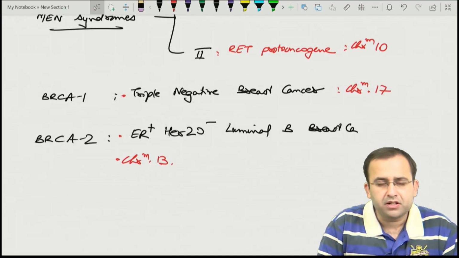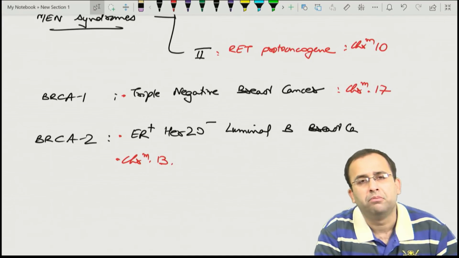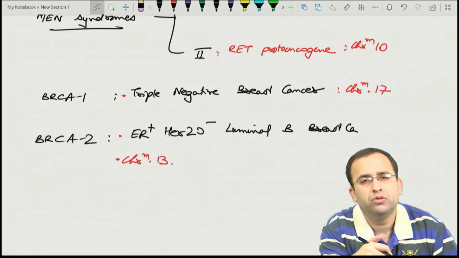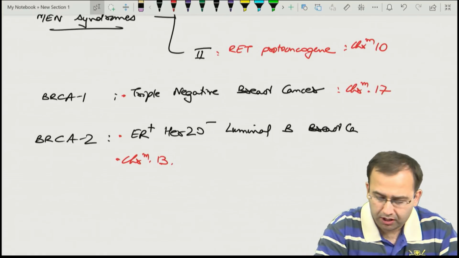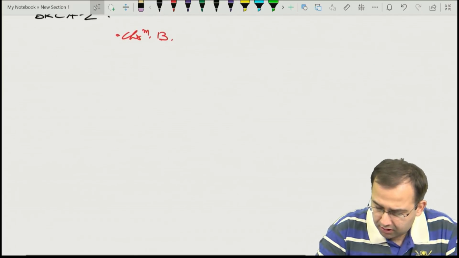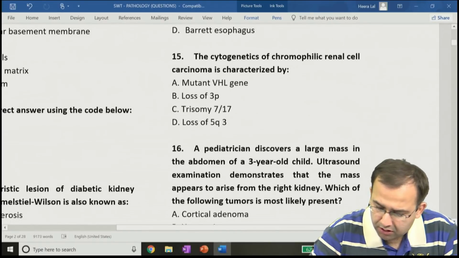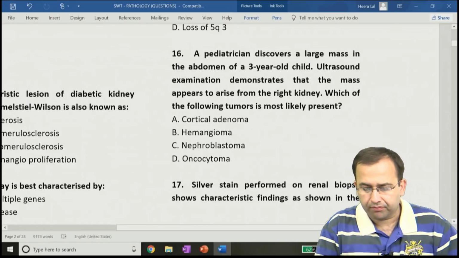These are the extremely main, repeatedly asked. This is not a complete list. These are must-know tumors with the gene mutations. Next, this gets us to our next question, question 16.